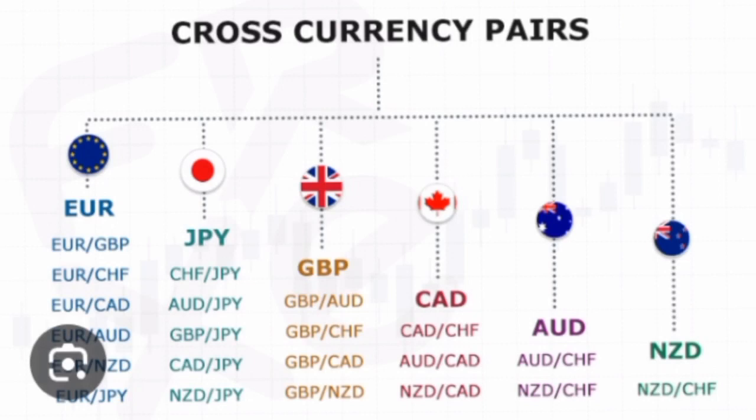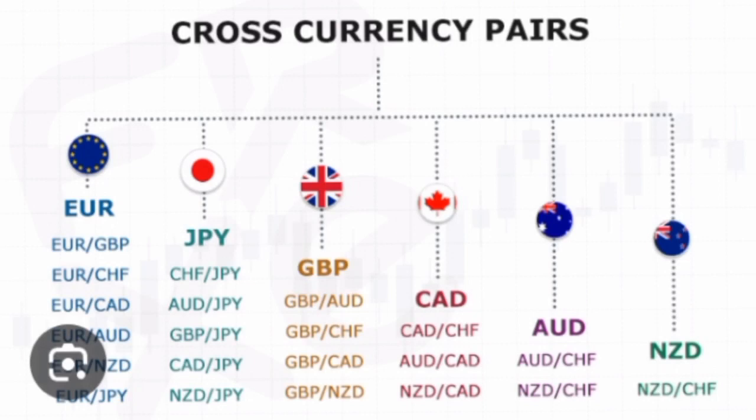Then we also have a special kind of currency pairs, which is known as cross currency pairs. Cross currency pairs are those currency pairs that do not contain US dollars in them. And examples of cross currency pairs, we have the Euro crosses, we have the JPY crosses, we have the GBP crosses, we have the CAD crosses, we have the AUD crosses, we have the NZD crosses.